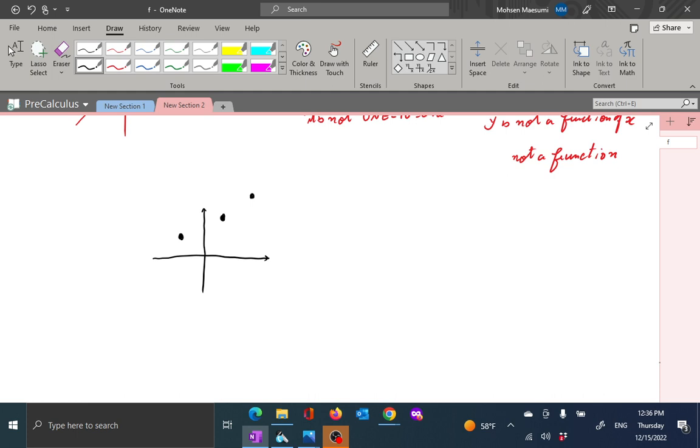Does it pass the horizontal line test? Well, with this one, we notice that each horizontal line that we consider either doesn't cut at all, or it just cuts once, as opposed to a situation like this. You can have something like that, and then there could be a horizontal line that passes through multiple points, in which case we are going to say this is not one-to-one.